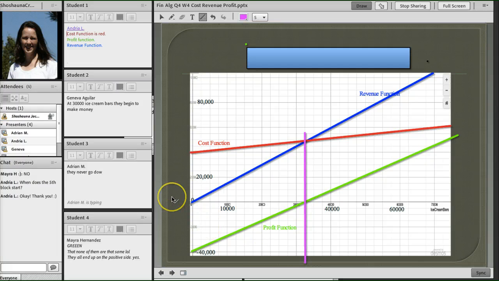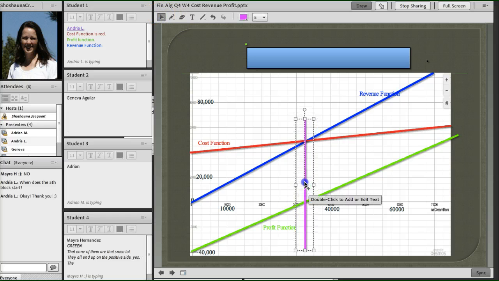Okay, they never go down because we're just hoping they make money. And remember, those are just generally-ish stuff. So my purple line that's there, what do you notice about what's going on around my purple line? I'm going to move it up a bit just for fun.